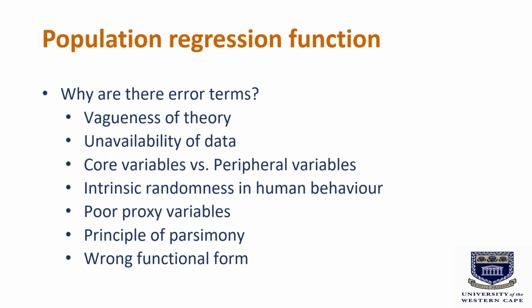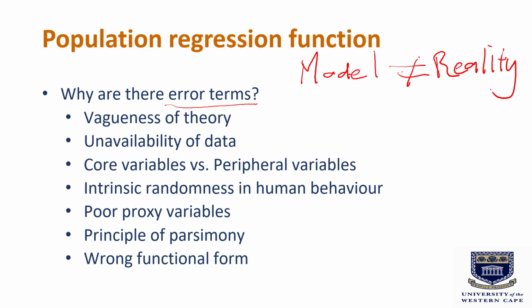Now, as we've seen, when we impose a regression function on some set of data of two variables, we have these error terms. So why do we have these error terms? The short answer is that we are dealing with a model, and in general, a model does not equal reality. We are using a model to try and give us some sort of description of reality, but no model is ever going to give you a precise description of reality. And that's the short answer.